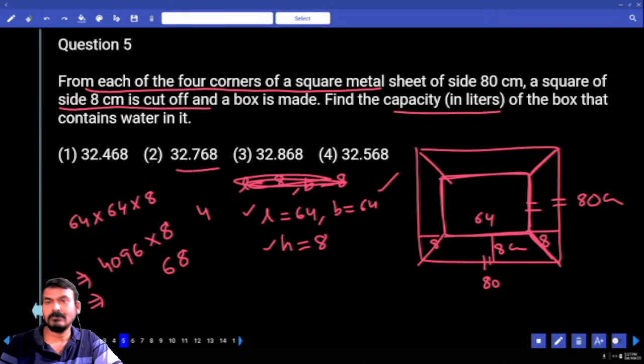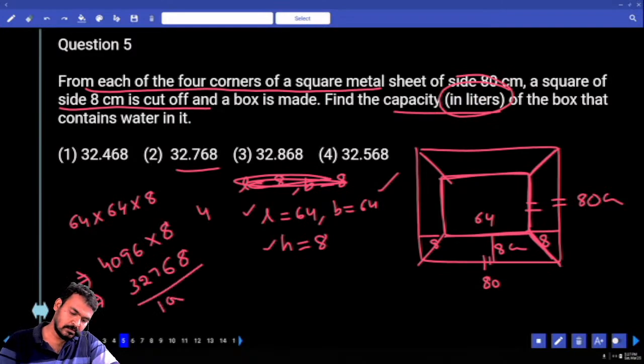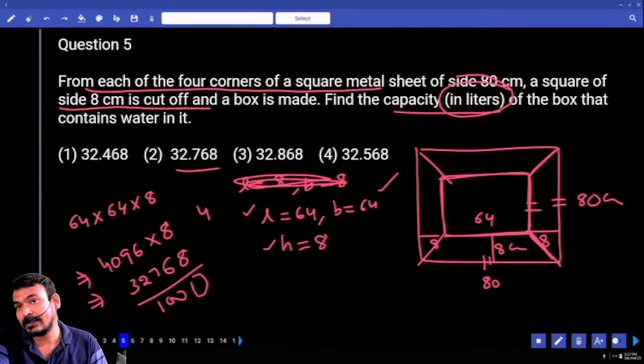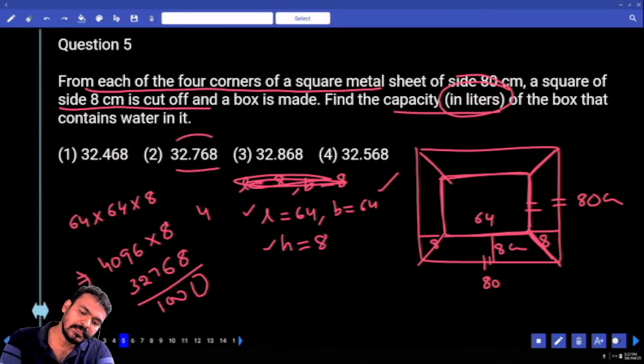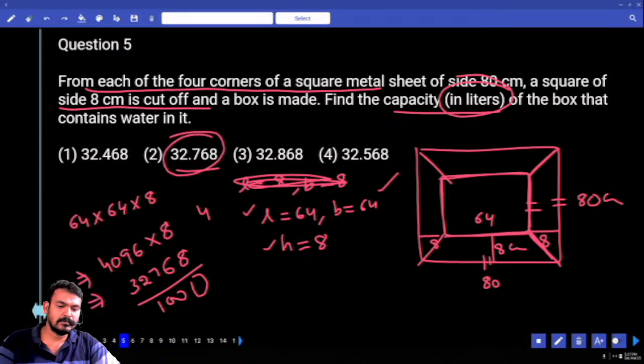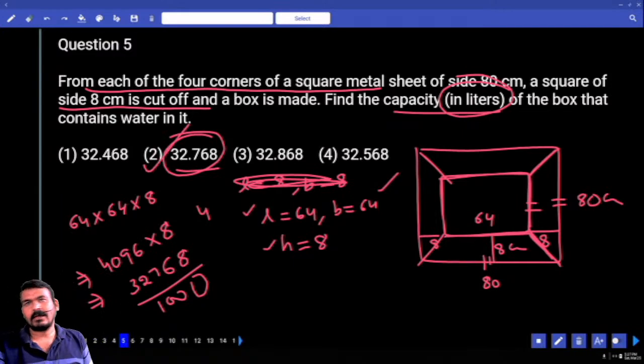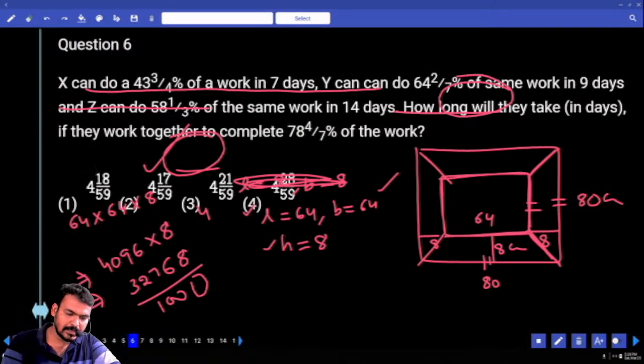Which option is possible? Second option. Actually we are getting 32768, but we require liters. Actually we are getting centimeter cube, which is converted to liters. Divide by 1000. The answer is 32.768. If you cut the box, length and breadth values are 64 and 64, but height will be 8 centimeters. Next question number 6.